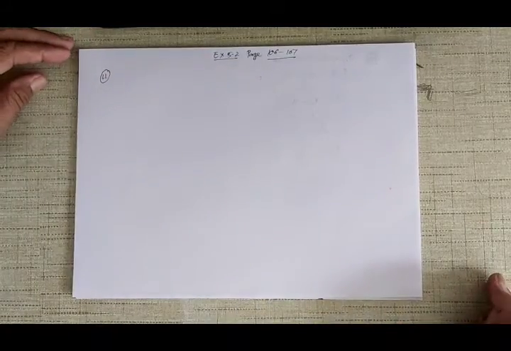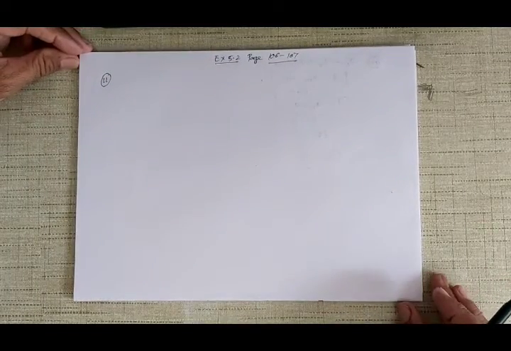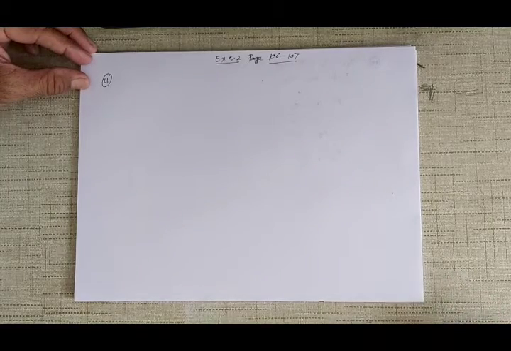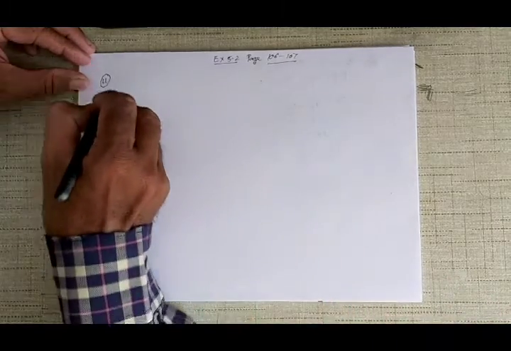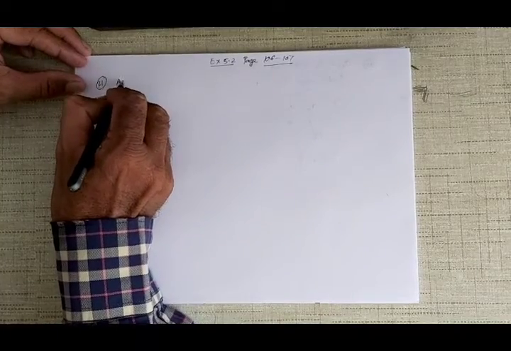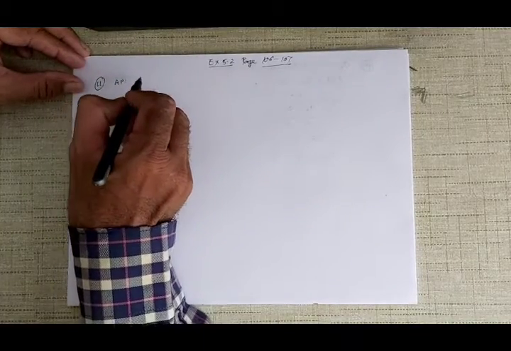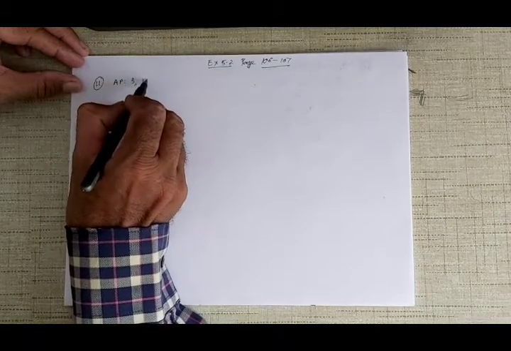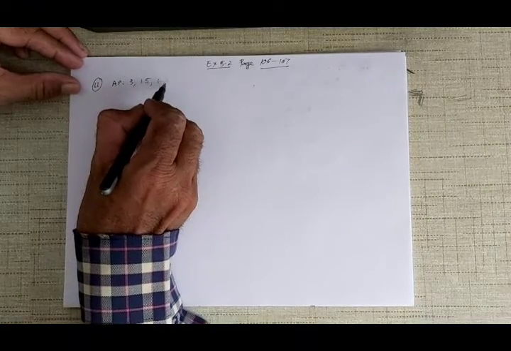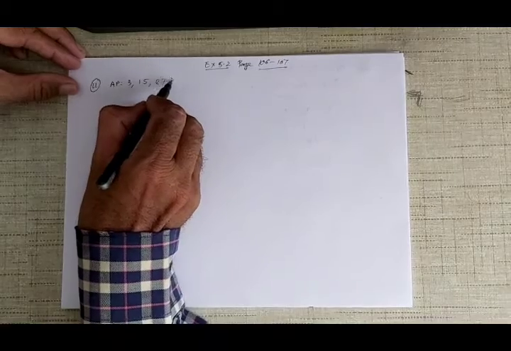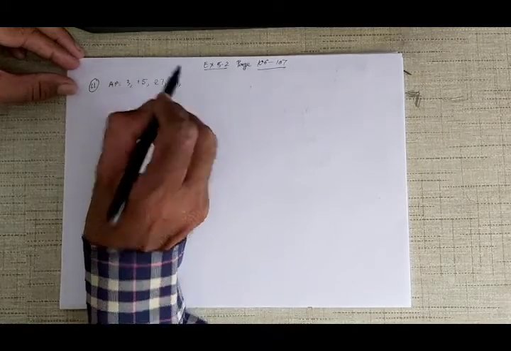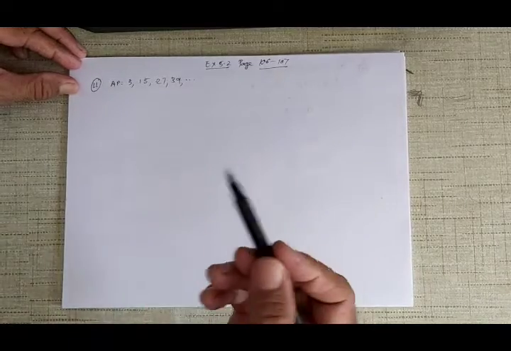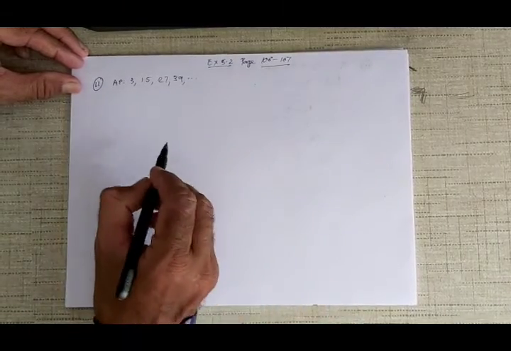Question number 11 says, which term of the AP will be 132 more than its 54th term? So we are given the AP. What is the AP? 3, 15, 27, 39, and then dot dot, it carries on. Now which term of this AP will be 132 more than its 54th term?